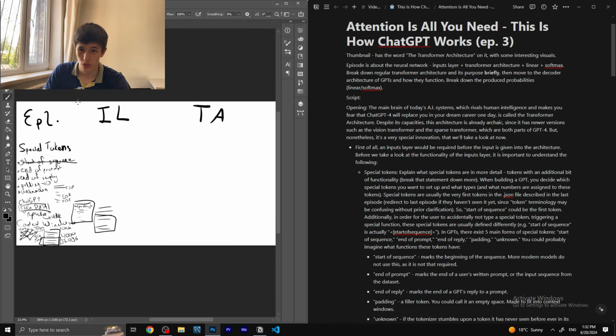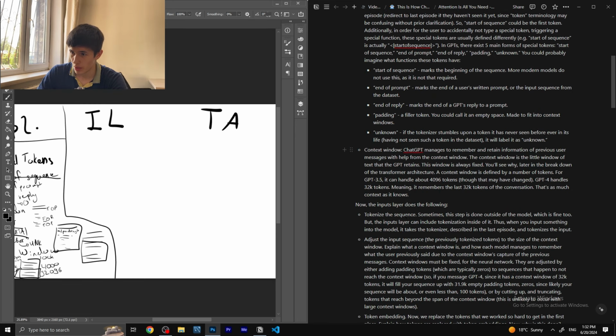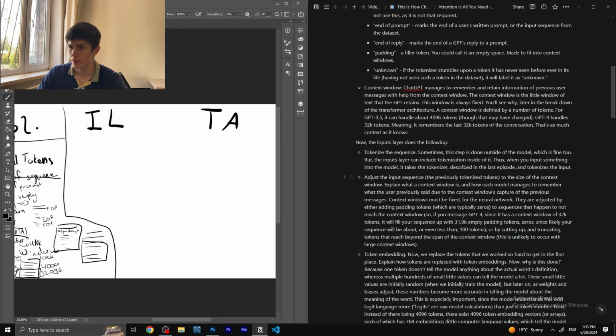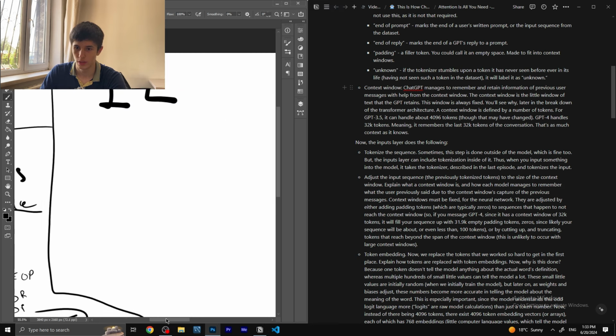Now we can move on to the inputs layer. I'll just draw that like that. So the inputs layer, how does it function? Now we can drop down over here, and by the way, if you want to look at that quickly, you can pause it just to look at that. Now the inputs layer does the following. It tokenizes the sequence. So let's slowly break this down.